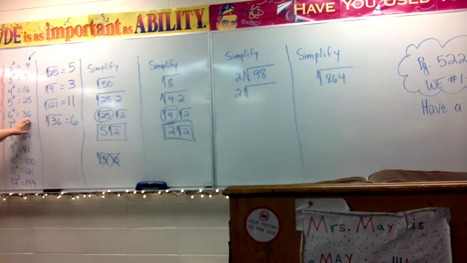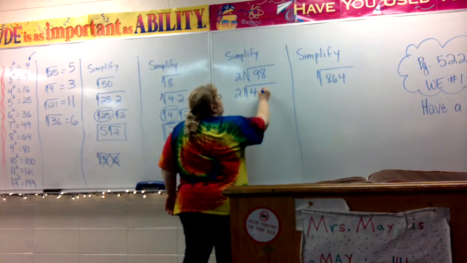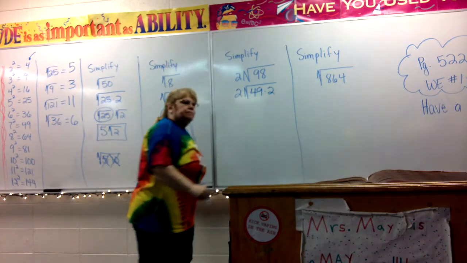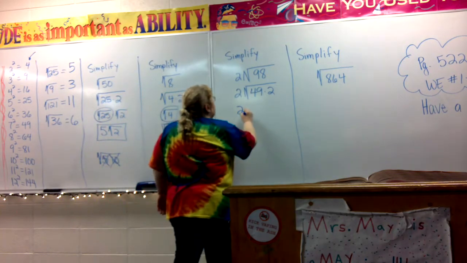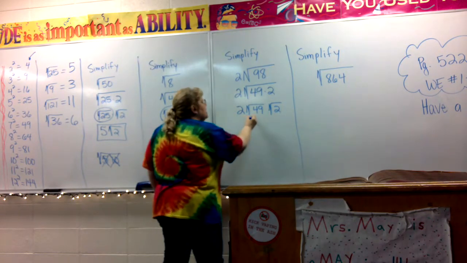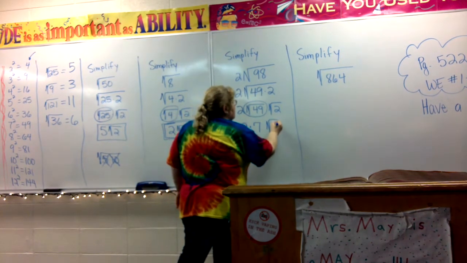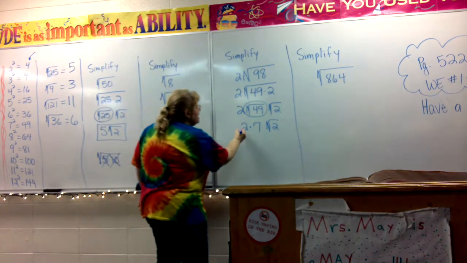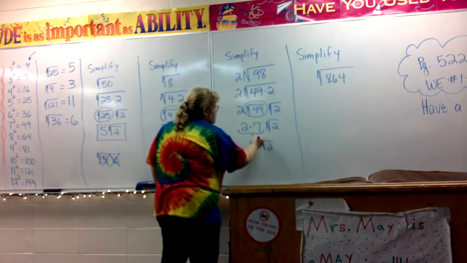You don't have a calculator. Yeah. No. 98 divided by 49. Yes. 98 divided by 49 is 2. 49 times 2 is 98. So you can separate that. Square root of 49, square root of 2. What is square root of 49? 7. And then you still have that square root of 2 left. Outside here, what is 2 times 7? 14 times square root of 2.